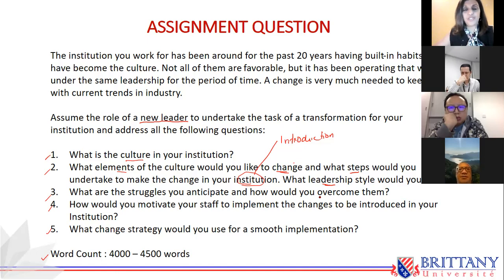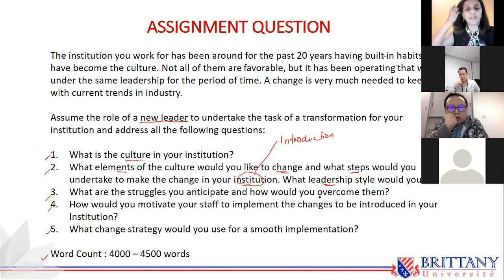Even when there's a change in a leader, the new CEO has joined, everyone is worried about what's going to happen. He's going to make some changes, right? So change management is a very important task for a leader. And five, what change strategy would you use for a smooth implementation? So what are you going to do to ensure it runs smoothly?